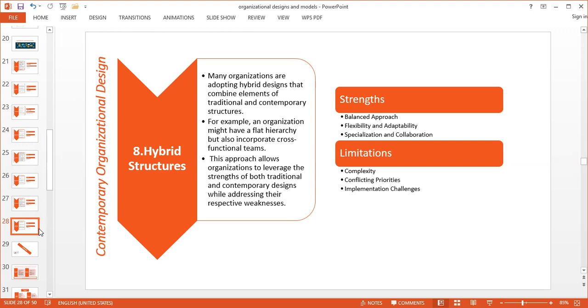Strengths of this design are a balanced approach, flexibility, adaptability, specialization, and collaboration. While limitations of this design are complexity, conflicting priorities, and implementation challenges.